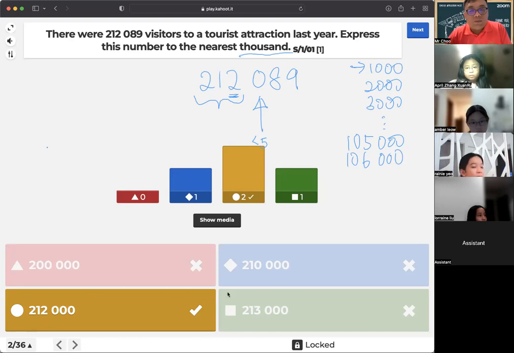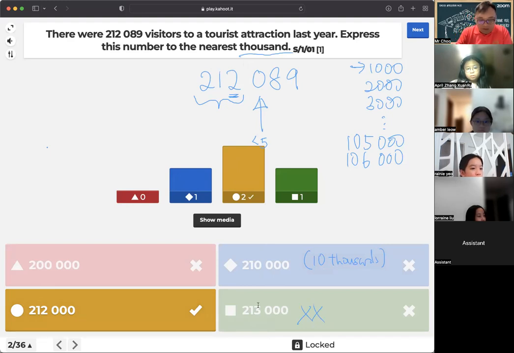One of you put 210. This answer will be to the nearest 10,000. And the green answer is definitely wrong because the digit after the 1,000 is 0, which is less than 5. This number is nearer to the yellow than to the green.